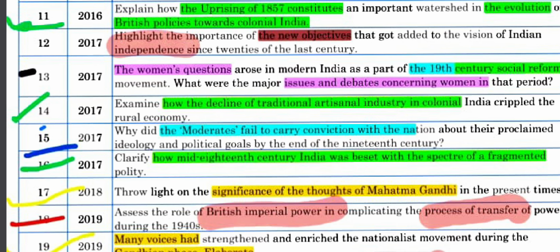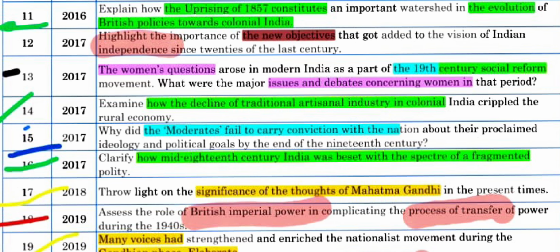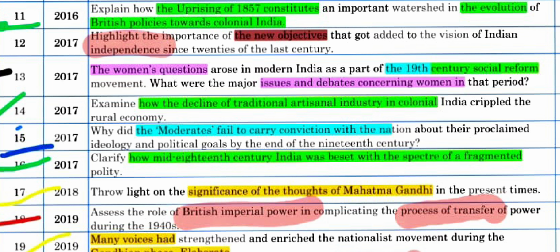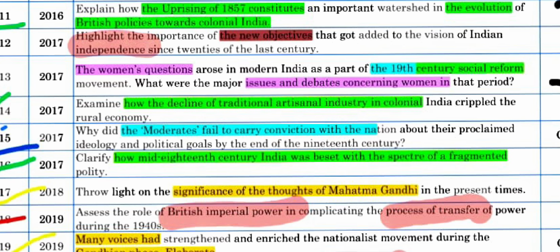Again, it's an interlinkage. Examine how the decline of traditional artisanal industry in colonial India crippled the rural economy. So again, they are speaking about what happened in the 18th century. This was one more phenomenon being witnessed, the decline of traditional artisanal industries in colonial India and how the rural economy was in a crippled state. This was one more grievance which was intertwined with the local rebellions. So one more theme we witness.